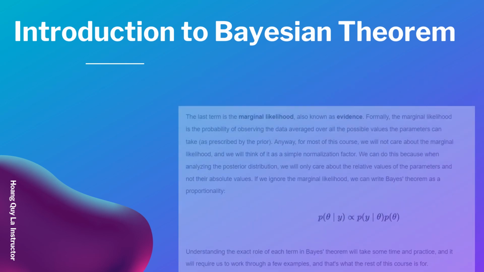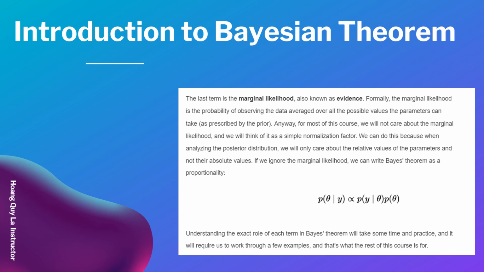The last term is the marginal likelihood, also known as the evidence. Formally, the marginal likelihood is the probability of observing the data averaged over all the possible values the parameters can take, as described by the prior.